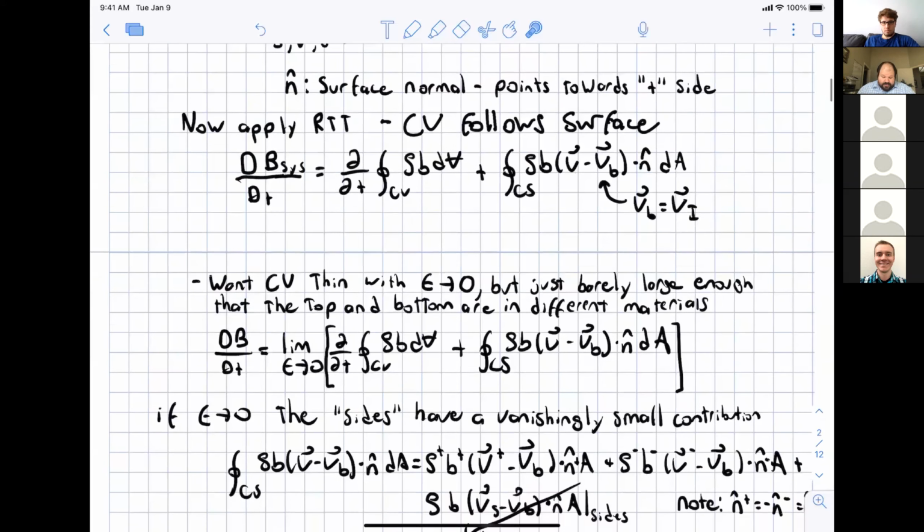Okay, so now we're going to take the limit of our RTT as epsilon goes to zero. So we are going to do that.